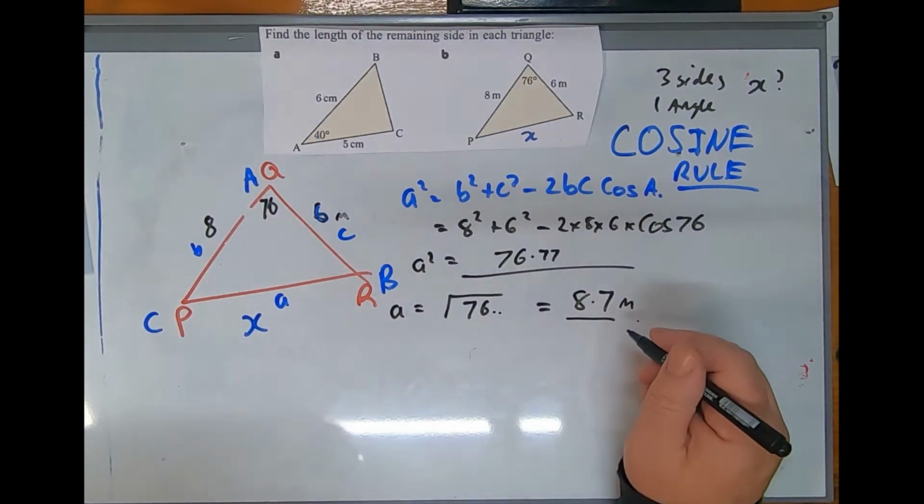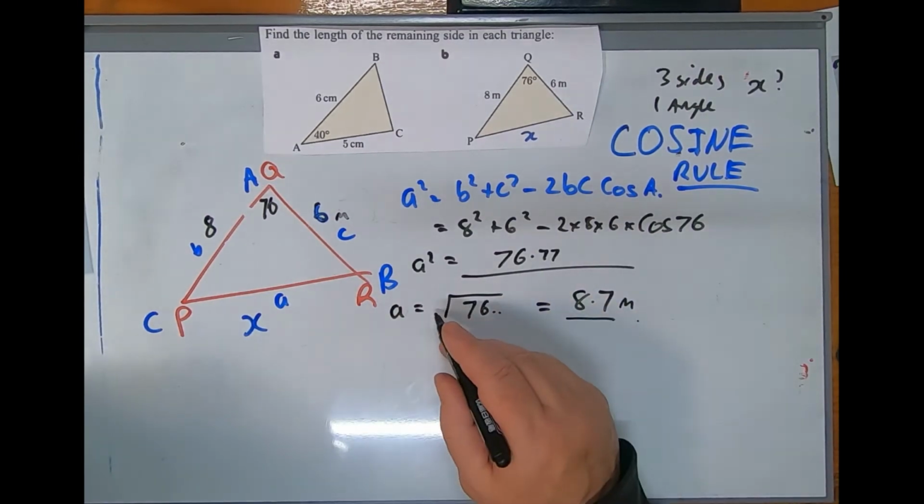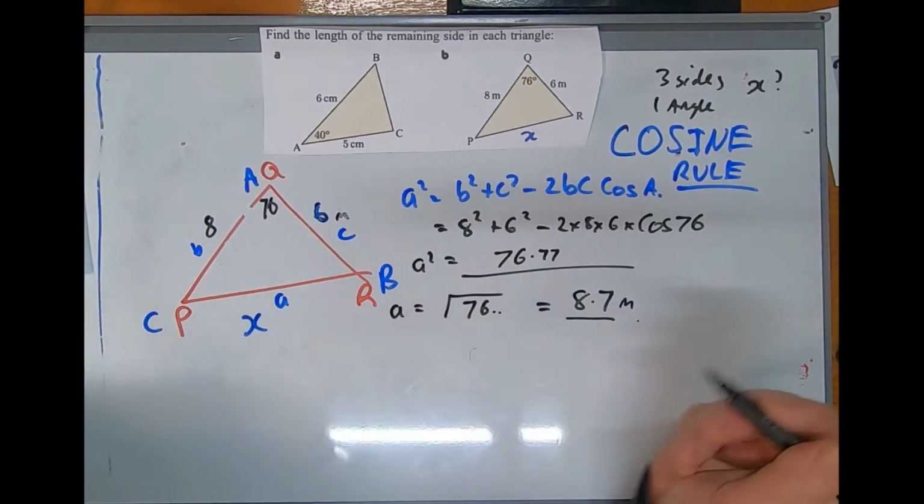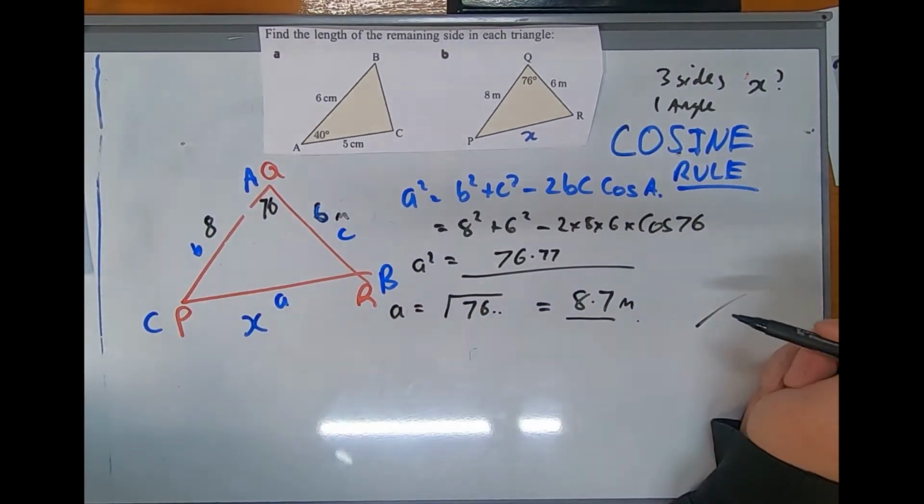If it had been 300, I think I forgot to do the square root. That's what I'm sort of guessing. That's cosine rule, finding a side.